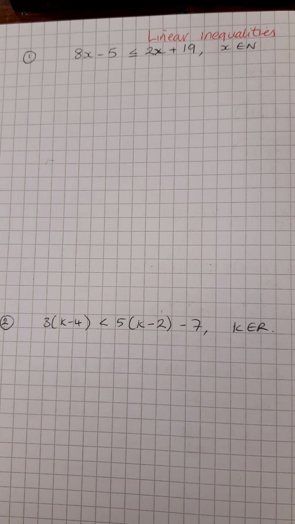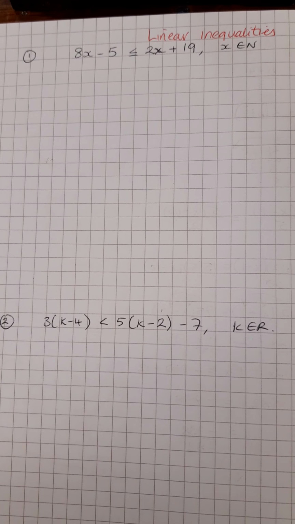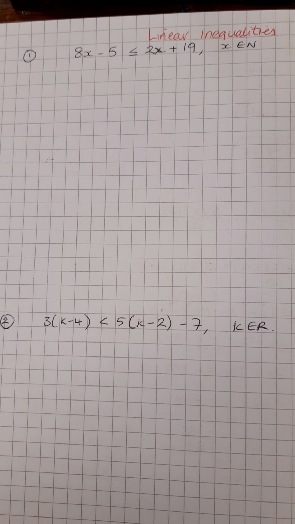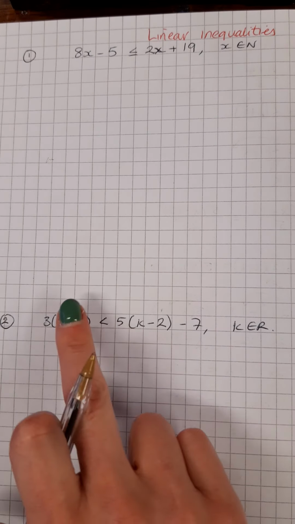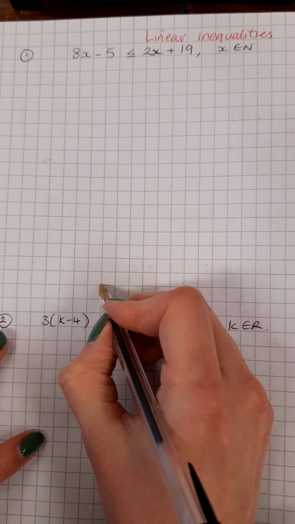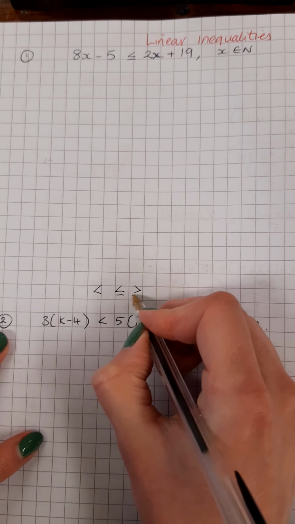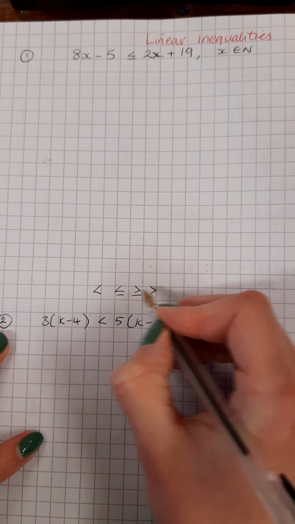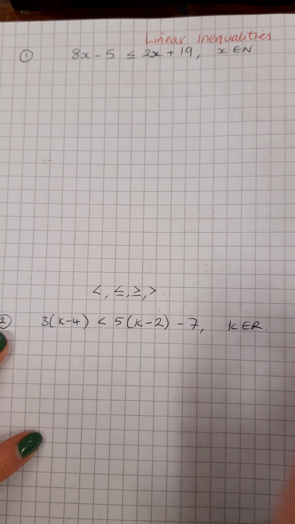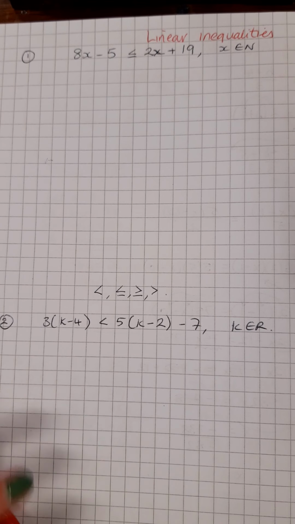Linear inequalities. With linear inequalities, you treat the inequality like an equal sign. There are 4 different types of inequalities that you can have, and I'm just going to write them in the middle here. You can have less than, less than or equal to, greater than or equal to, and greater than. Okay, they're the 4 different types.